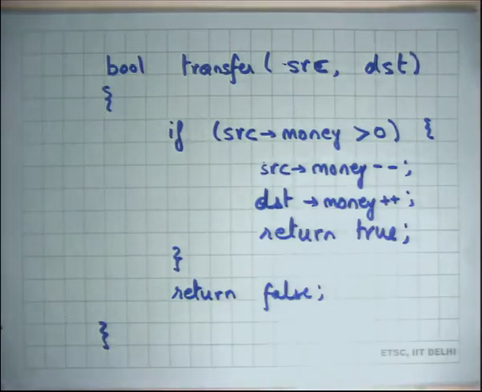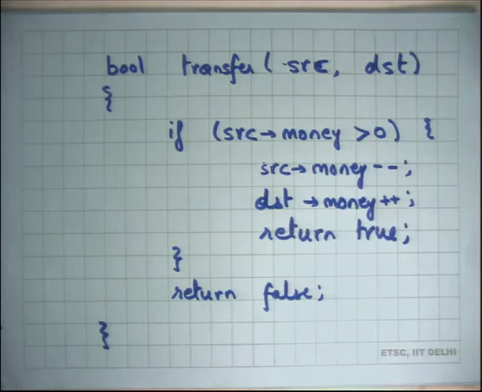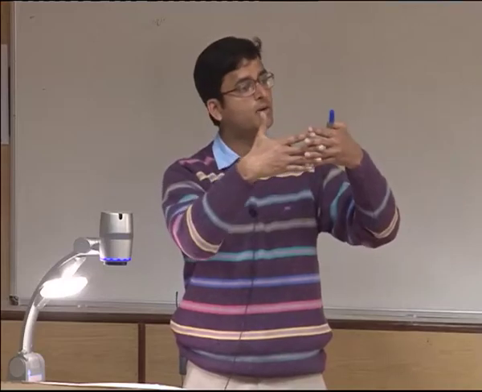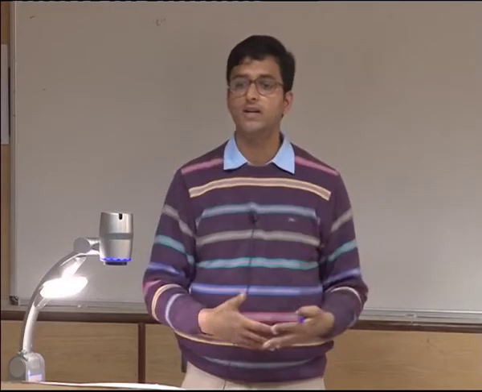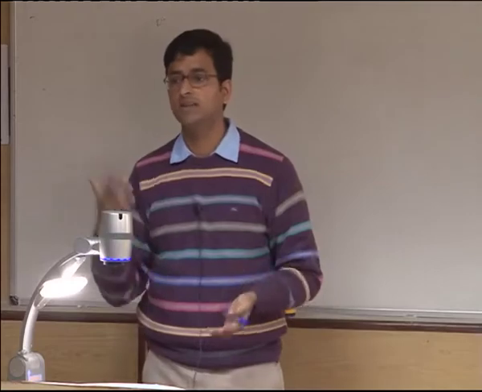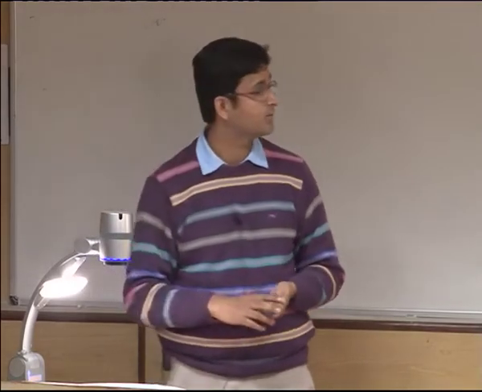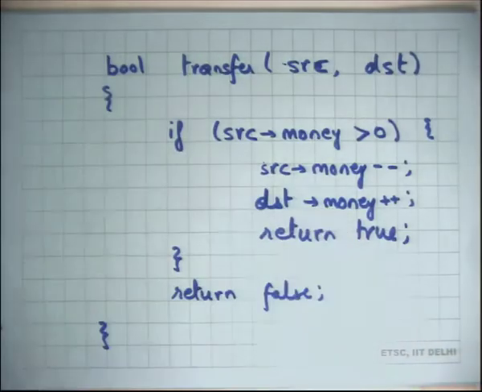Minus minus and plus plus involve at least 2 or 3 operations, because it's going to read the value into a register, increment it, and then write it. And we have seen before that if these instructions interleave, bad things can happen. Recall the hits variable in the web server that we discussed before. So there are these problems with this.